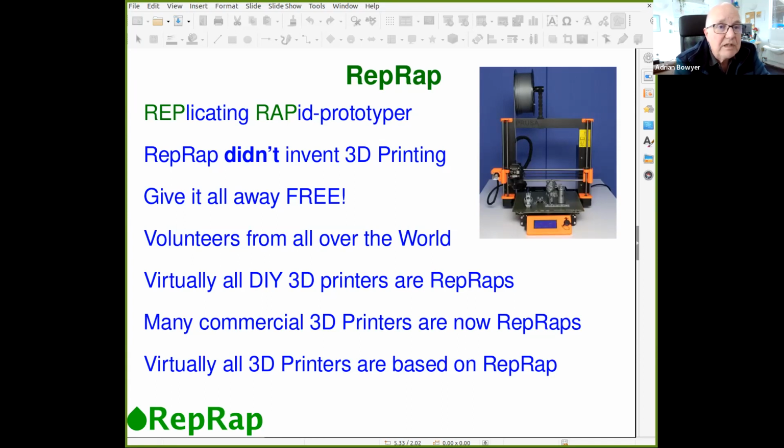Anyway, as I say, we decided to open source it, going down to the line that says give it all away free. We put it out under the GNU General Public License, version 2 at the time. And that meant that anybody who had the design files, which we also put online, of course, could make one of the machines if they had access to any sort of 3D printer, including a commercial 3D printer, of course. And as I say, we got volunteers from all over the world because it was an open source project and they thought it was interesting to work on.